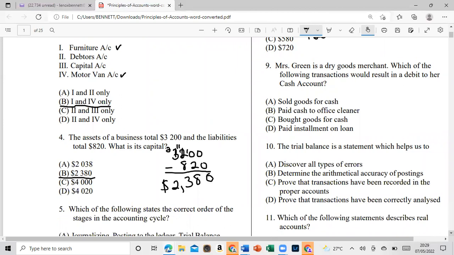All right, let's look at number 9. Mrs. Green is a dry goods merchant. Which of the following transactions will result in a debit to her cash account?